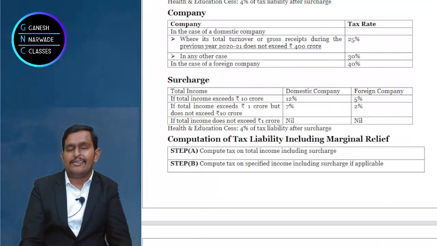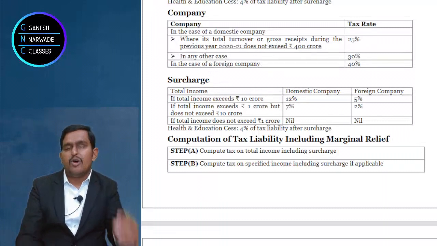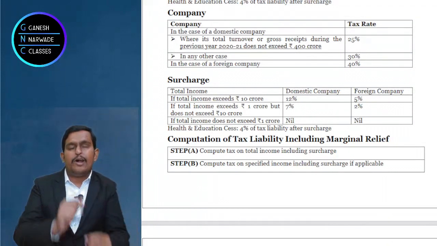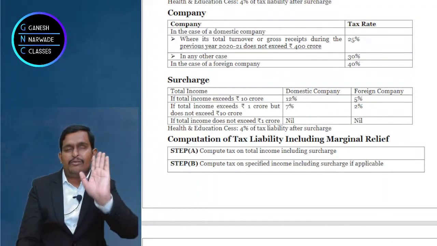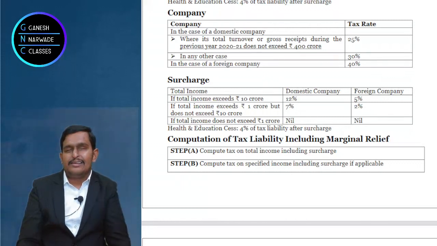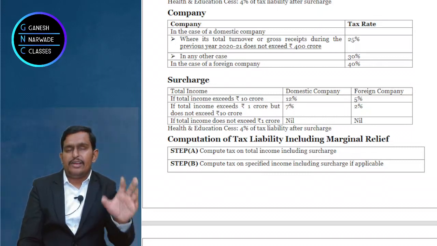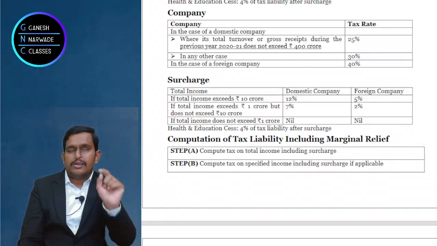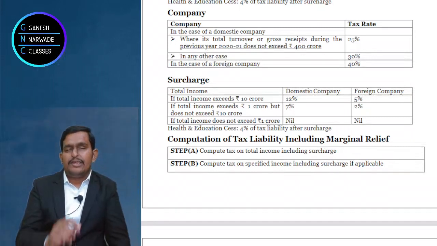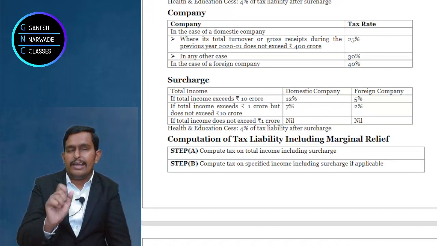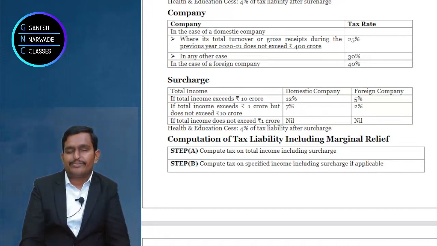Health and education cess is quite common, 4%. After surcharge, whatever tax amount comes, on that 4% is added. Chalo, foreign company, what is the rate? Simply 40% is the tax rate. Right? Now, come to surcharge. If income is up to 1 crore, no surcharge for foreign company. If income 1 crore 1 rupee to 10 crores, 2% surcharge. If income 10 crore 1 rupee or more, then simply 5% surcharge. Okay, very good.